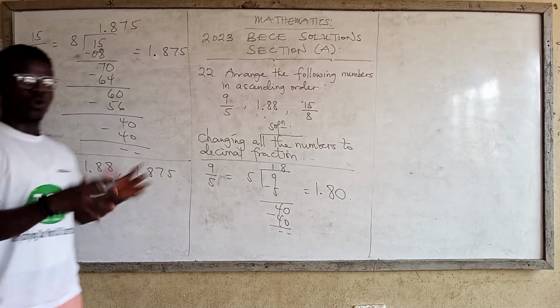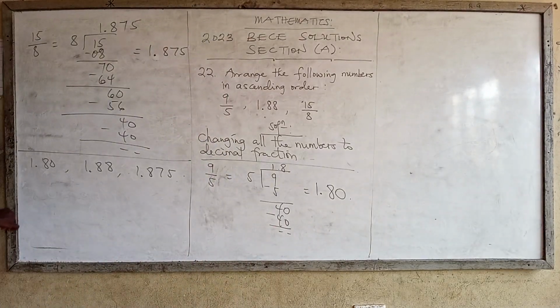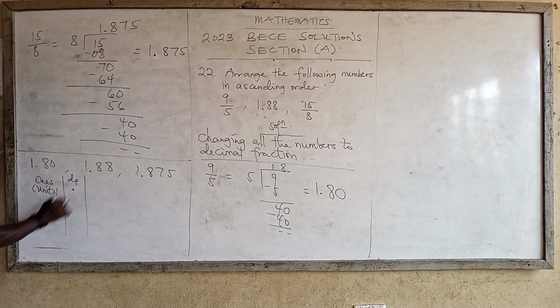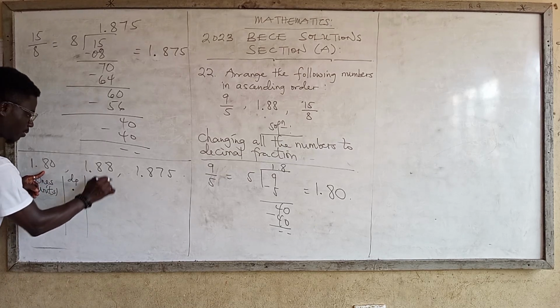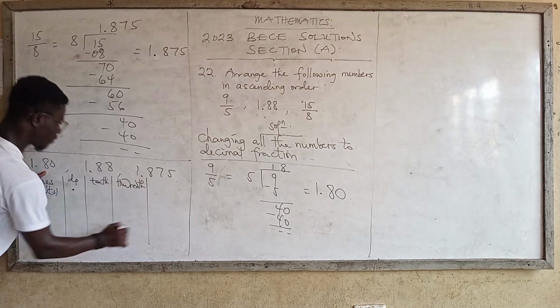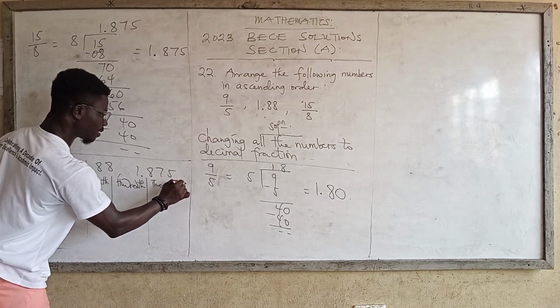We can draw that on a place value chart. Yes. So on a place value chart, we can consider the whole numbers. We have only one whole number here, which is 1. So I can consider the whole number, which is ones, which we can call units. Then I have my decimal point here. Then we have tenths, then hundredths, then thousandths.